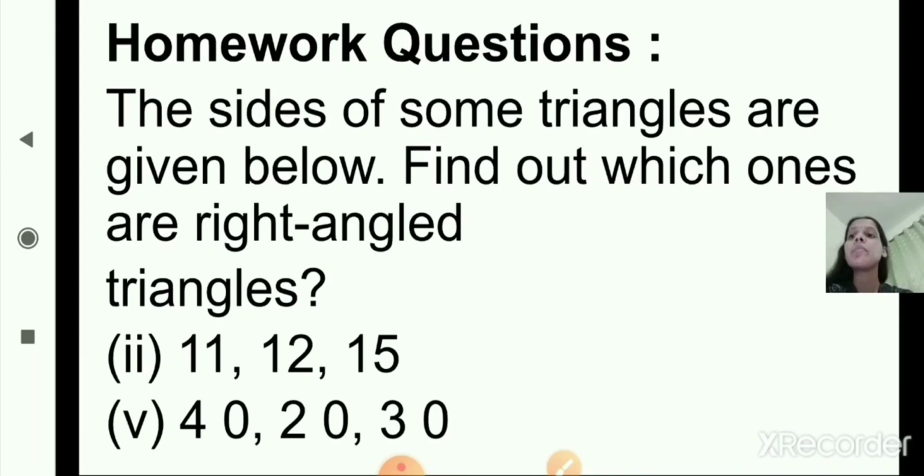Now write down the homework questions. The sides of some triangles are given below. Find out which ones are right angle triangles. Second one is 11, 12, 15, and fifth one is 40, 20, 30. These both sums you will solve in your classwork. Now here we have completed practice set 49 and we have completed lesson number 13, Pythagorean triplet.